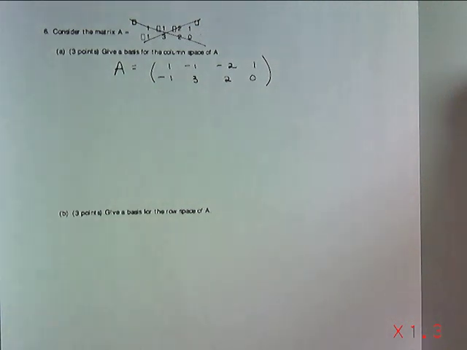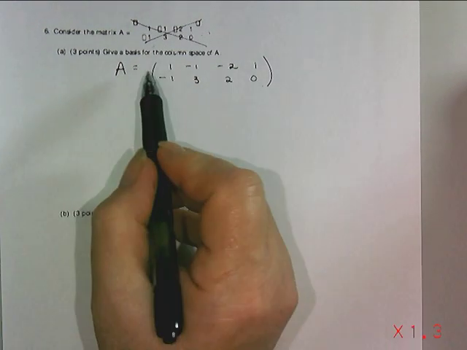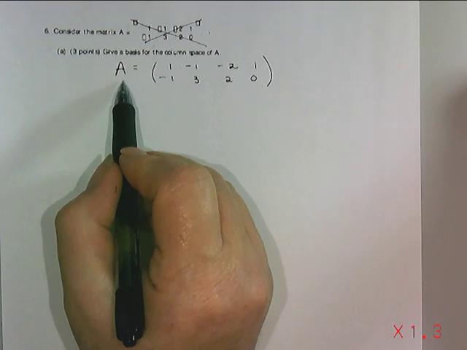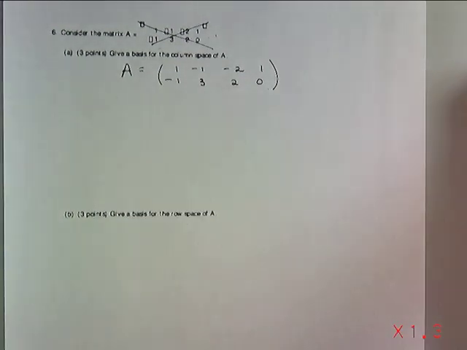Let's look at question number 6. It didn't print out well for me this time, so I just rewrote it. What we want to do is answer some questions about a matrix A, about its column space, its row space, and about its null space.